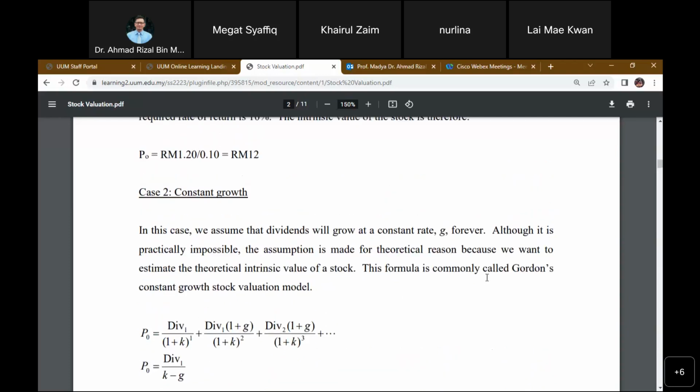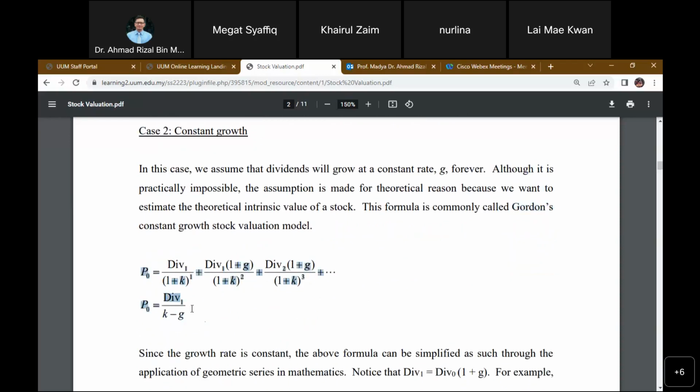So Professor Gordon has actually done this many years ago. You can simplify this into this simple formula that you see. If dividend is growing at a constant growth rate G, and K is the required rate of return for stocks, you can know the current or intrinsic value of the stock by taking the dividend in year 1, divided by K minus G. K is the required rate of return. G is the constant growth rate.